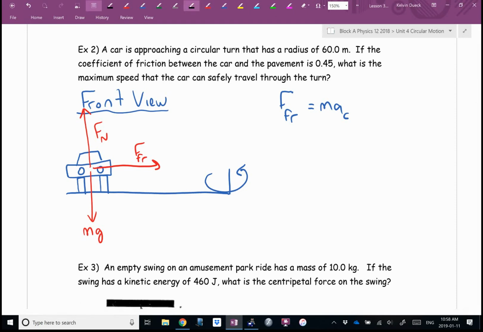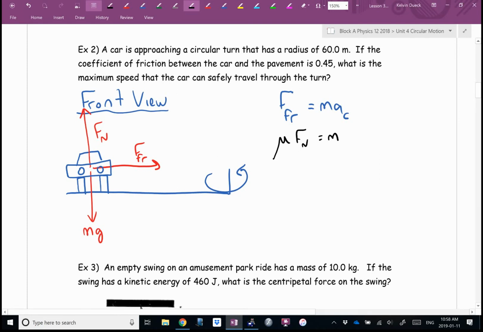Friction is what times what? Mu times the normal force. That equals m times a c. Maddie, which version of acceleration am I going to use? The one with the period or the one with the speed in it? What's this question asking me to find?